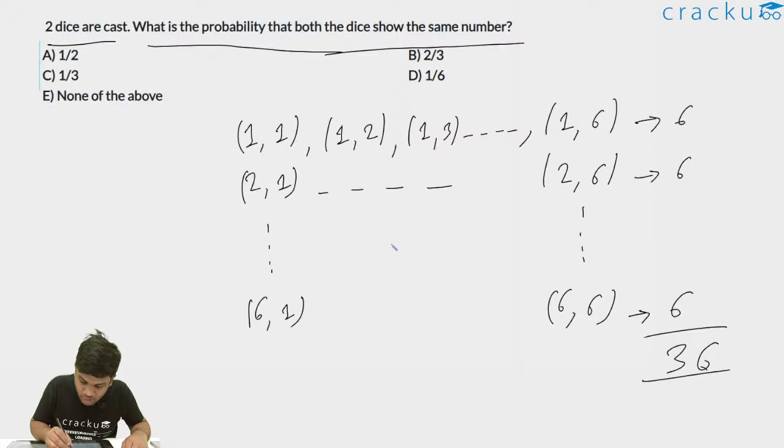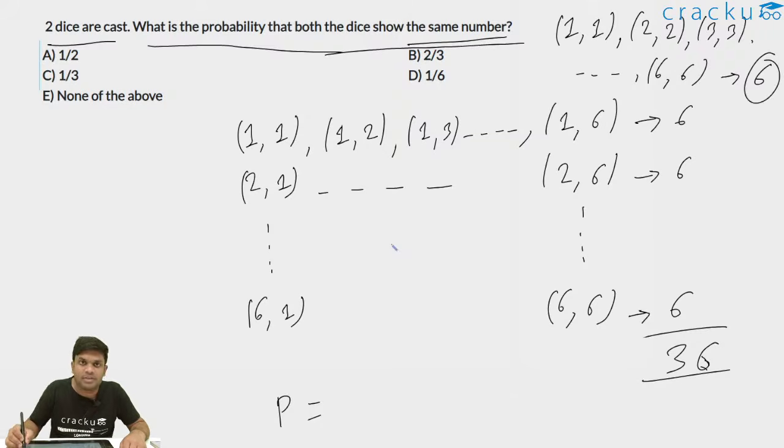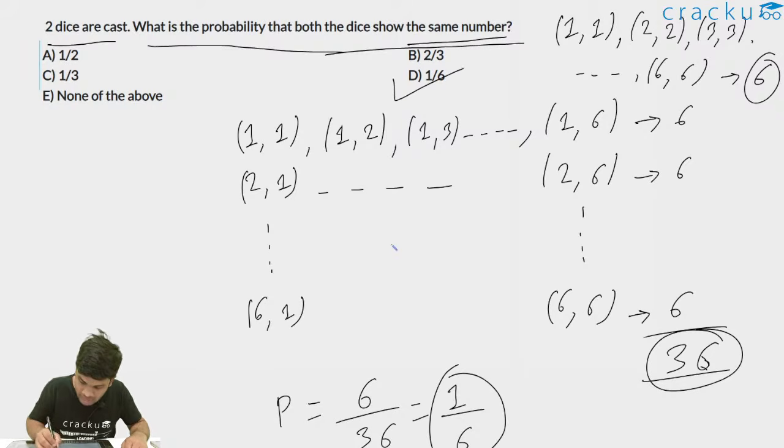Now it is said that both the dice show the same number. So it means our favorable outcomes are 1 comma 1, 2 comma 2, 3 comma 3, up to 6 comma 6. So total favorable outcomes are 6. Total outcomes is 36. So the probability is total favorable outcomes divided by total outcomes. So it is 6 by 36. So you will get 1 by 6 as the answer. So our answer is option number D, which is 1 by 6.